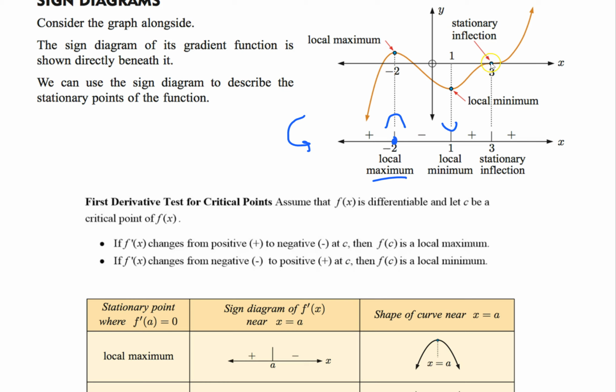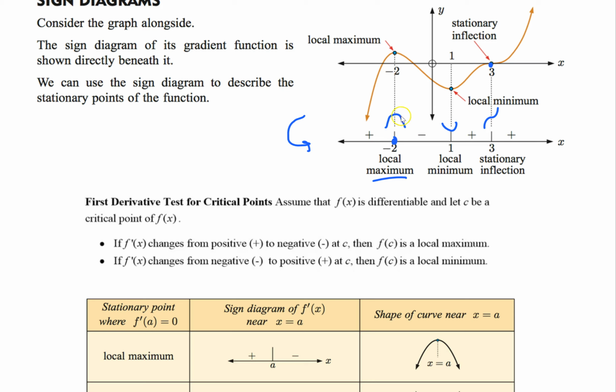Stationary inflection is when it doesn't change, right? Look, it's going up, then it's going up again. Plus, plus, right? It's going up and then up again. Stationary inflection. So those are three options you could have, and that's how they happen.